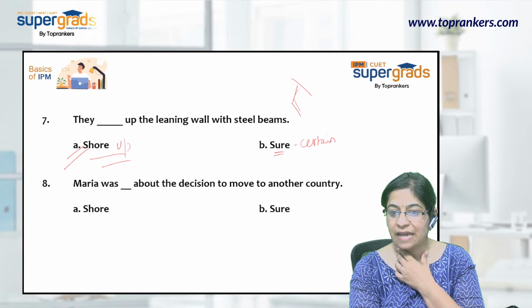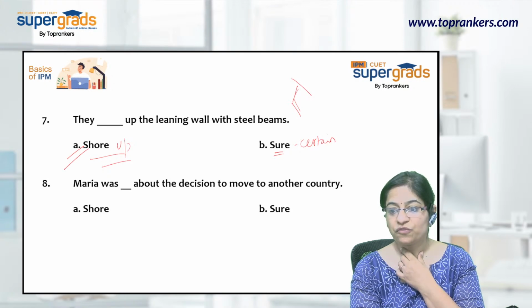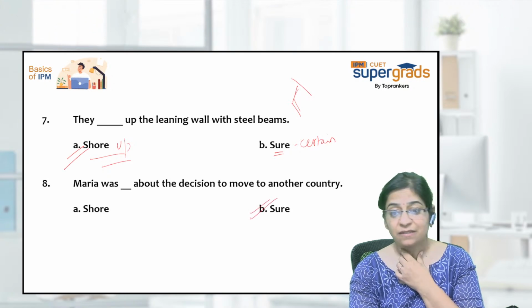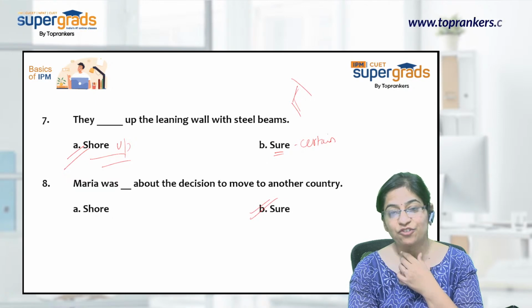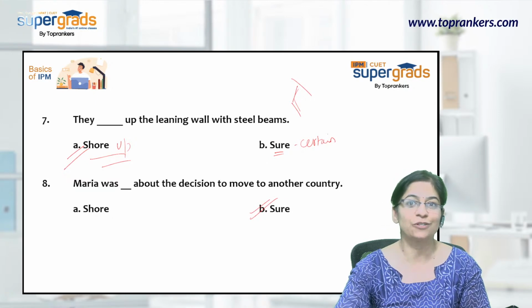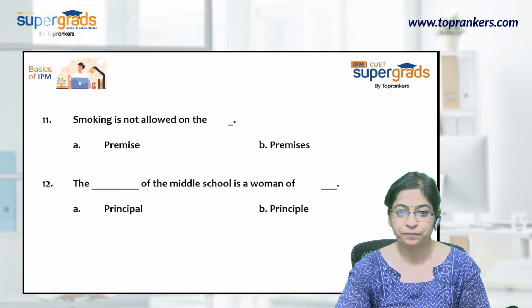Maria was dashed about the decision to move to another country. Well, she was certain about the decision to move to another country. She was sure about the decision to move to another country.